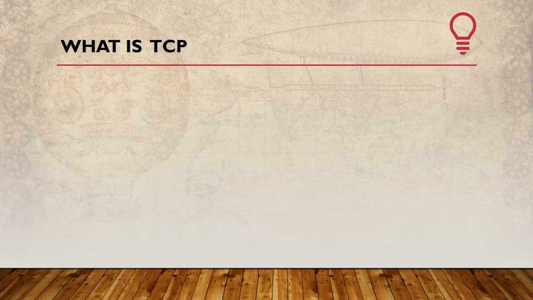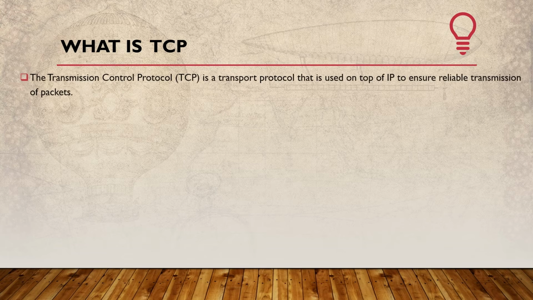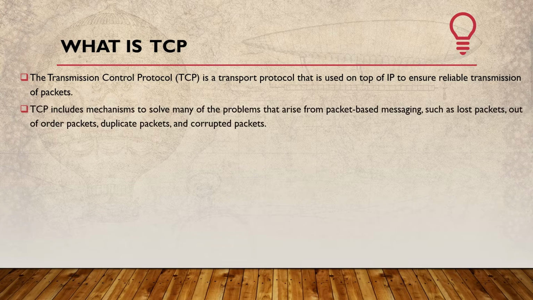Today we are going to discuss what is TCP. TCP, the Transmission Control Protocol, is a transport layer protocol which is used on top of IP to ensure reliable transmission of packets. TCP includes mechanisms to solve many of the problems that arise from packet-based messaging, such as lost packets, out of order packets, duplicate packets, and corrupted packets.